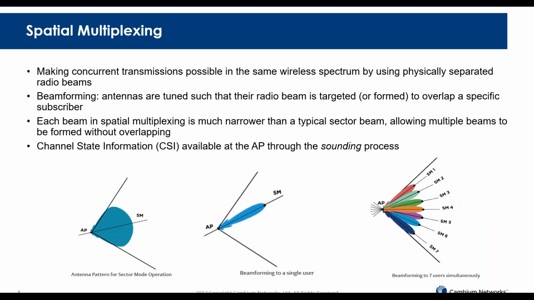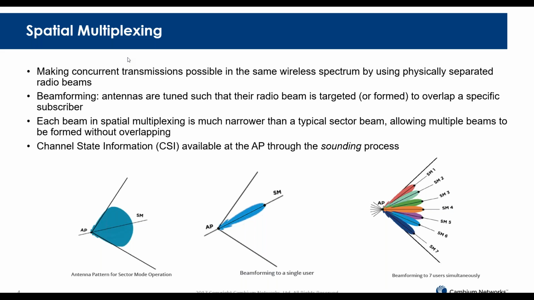Massive MU-MIMO is based on spatial multiplexing. What is spatial multiplexing? It is making concurrent transmissions possible in the same wireless spectrum by using physically separated radio beams. The key here is beamforming, meaning the ability of creating a narrow beam by tuning the antenna elements at the access point. In the plots here, we see the difference between the pattern of a typical sector antenna to the left, and a beamforming pattern in the middle.